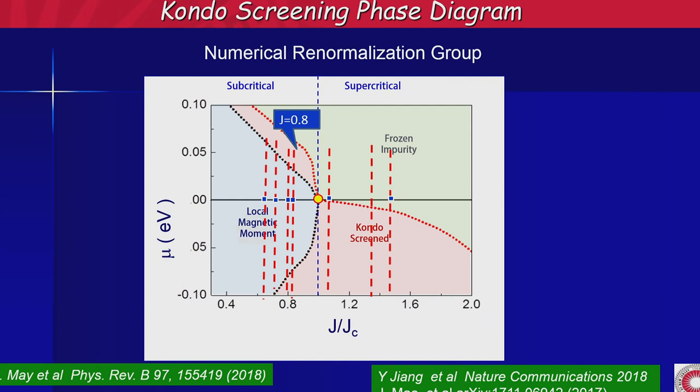Some vacancies were subcritical, some were supercritical, some were very close to the critical point. What's going on? Are we doing something wrong? Do we have irreproducible results? So that's the question. What's going on here? Why are they all different?